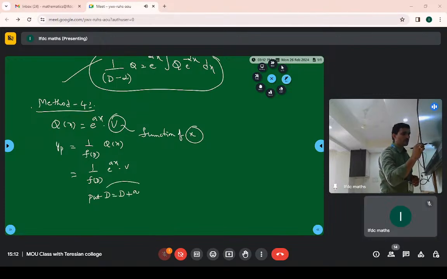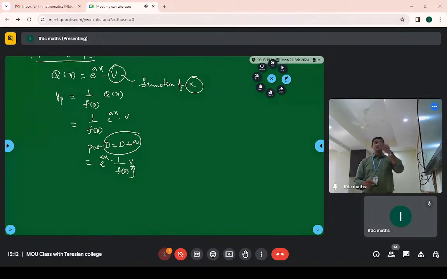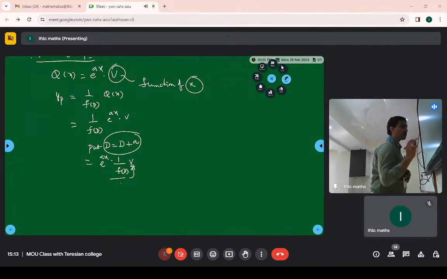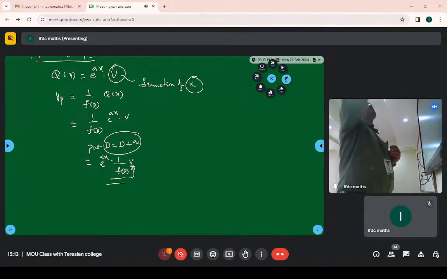Very, very, very important. By taking e power ax from the left to the right-hand side, we get e power ax into 1 by f of D into v. If x square comes, use the x square formula. Sin x comes, sin x formula. Cos x comes, cos x formula. Most probably sin, cos, x square or x terms will appear in this kind of problem. This will come under method number 4.